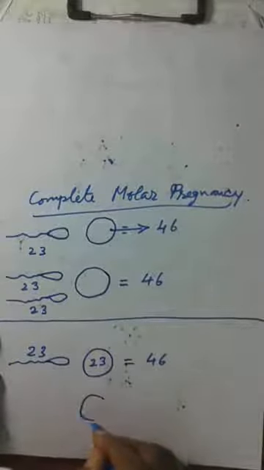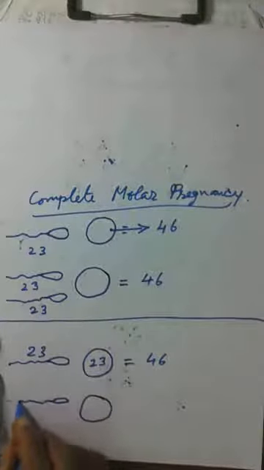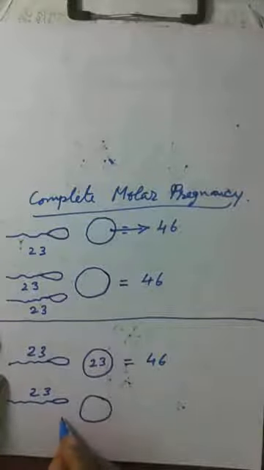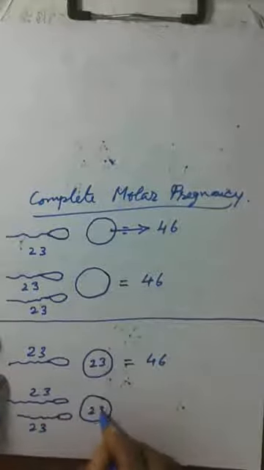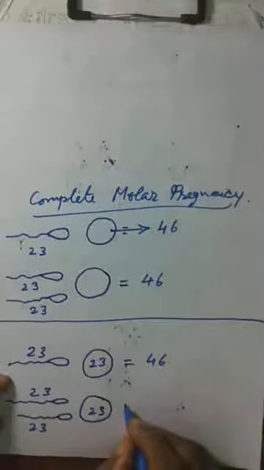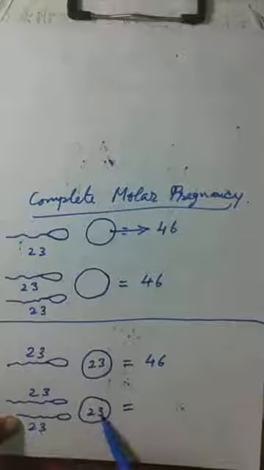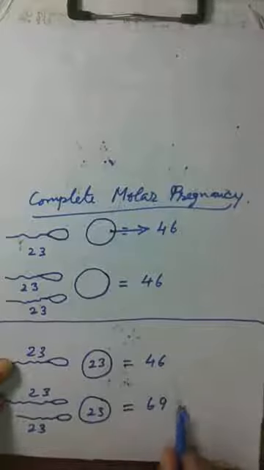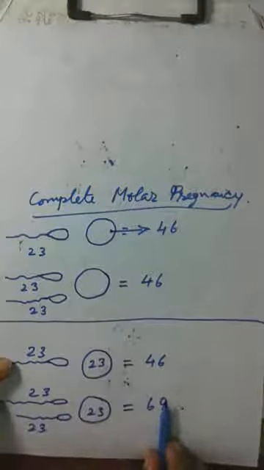Similarly, another one, 2 sperms will come. This also 23, and this will be 23 plus 23 plus 23. So this will be 69 chromosomes totally. So that is an anomaly. So it cannot give a good gamete.